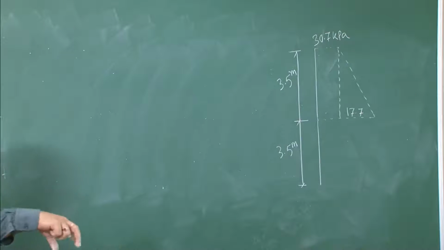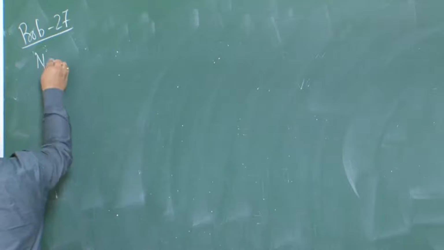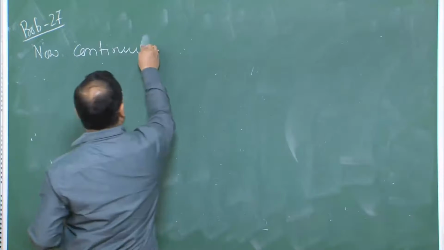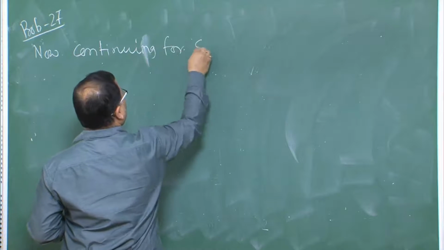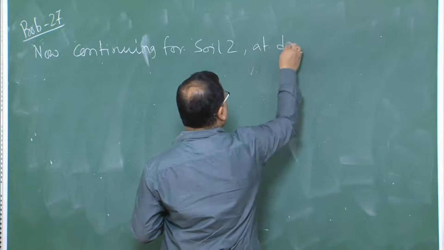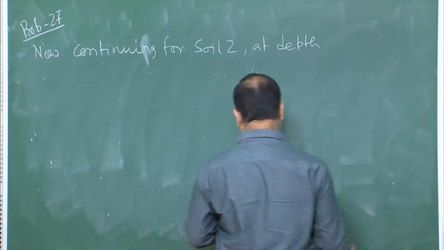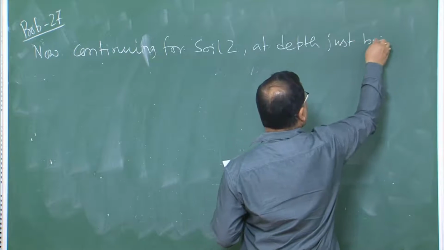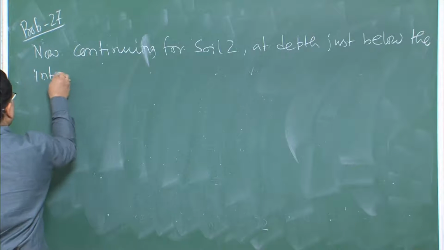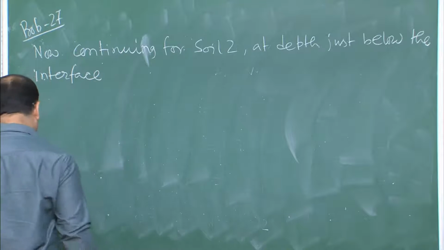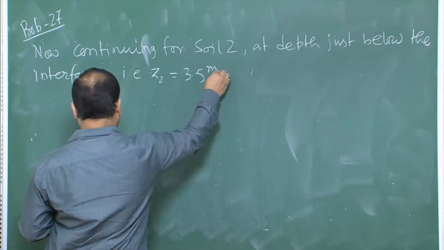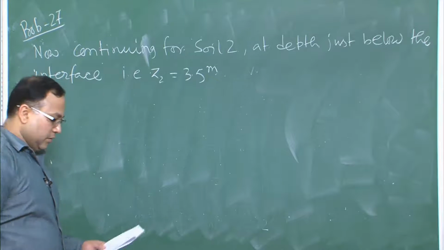Okay. So, now continuing for soil 2, at depth just below the interface, that is Z2 equal to 3.5 meter, right, 3.5 meter.